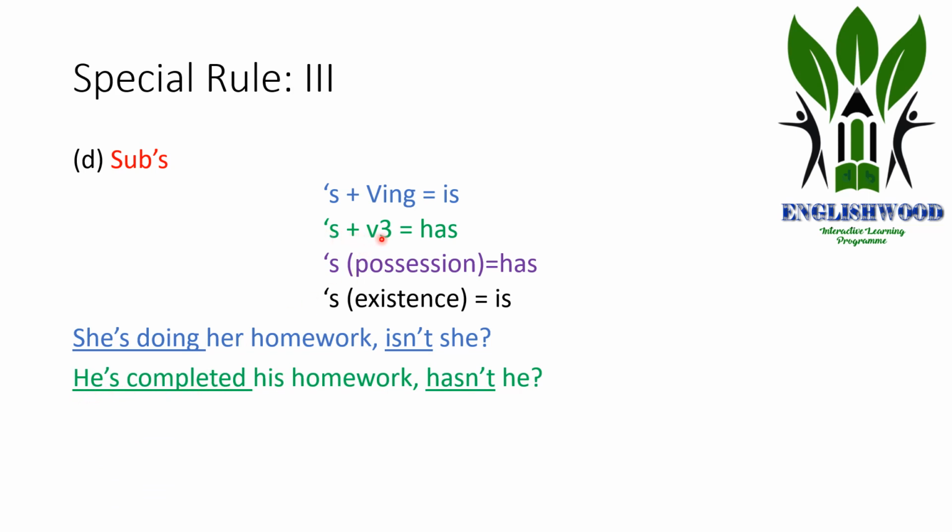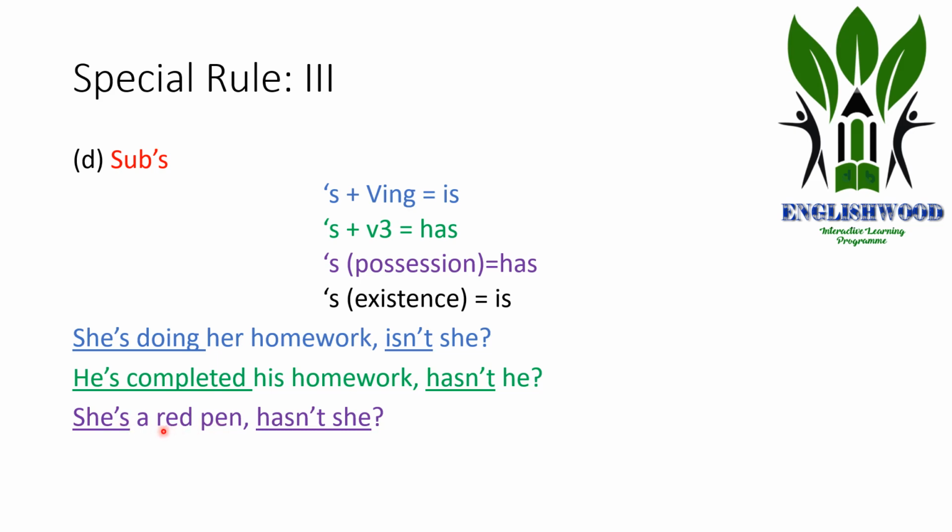He's completed. Here it is not he is completed. Here it is he has completed, because subject plus verb 3 means has. So completed is verb 3. In the short way we say he's, that means he has completed his homework. So hasn't he?